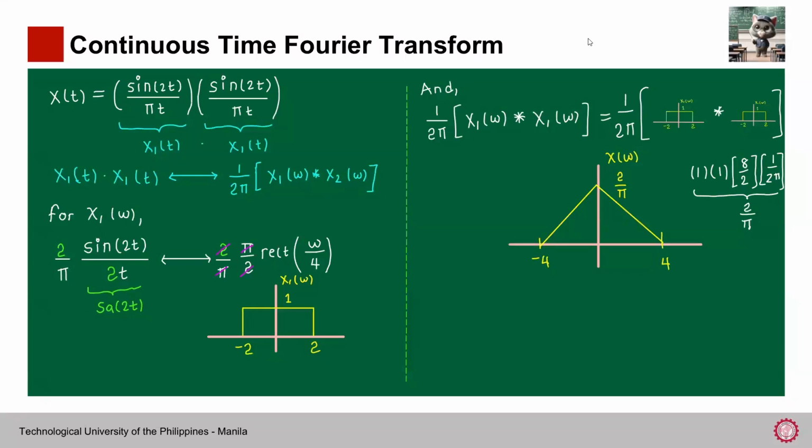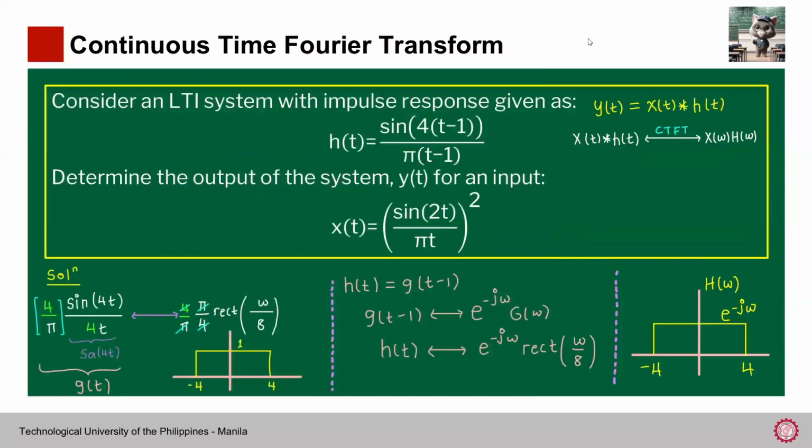All right, so here's our X of omega. So finally, what would be our Y of omega, guys? Y of omega is simply the product of H of omega and X of omega. So let me rewrite: this is simply the product of X of omega multiplied by H of omega. We already know our X of omega. This is a triangular pulse, and our H of omega is a rectangular pulse from the previous slide. Let me just copy this so I can bring it to the other side, guys.